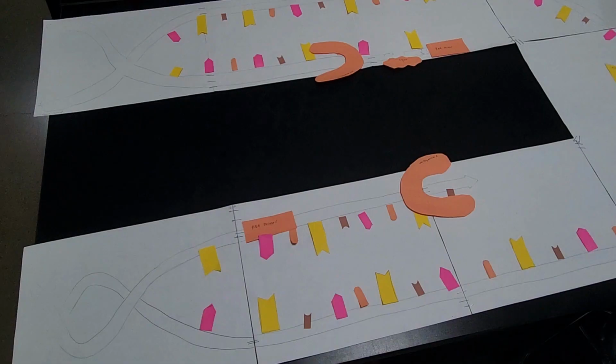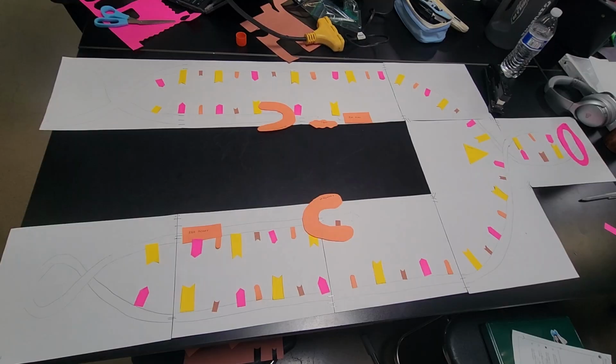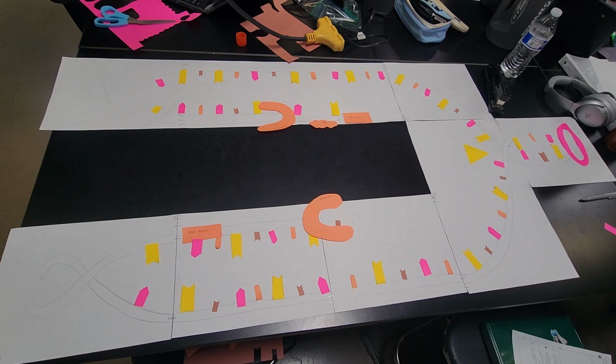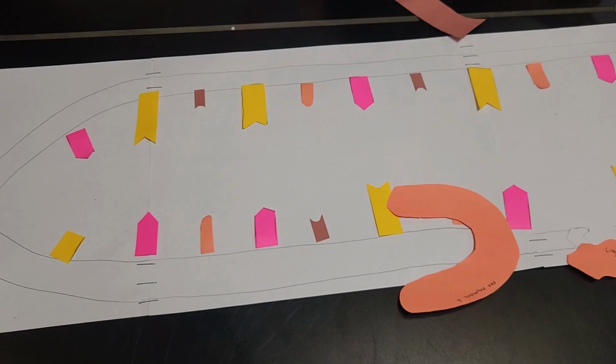Starting off with DNA replication. DNA replication happens in the nucleus of eukaryotic cells, while in prokaryotic cells it happens in the cytoplasm because they don't have a nucleus. DNA nucleotides are represented by the colorful papers, where guanine is yellow, cytosine is pink, adenine is brown, and thymine is orange.